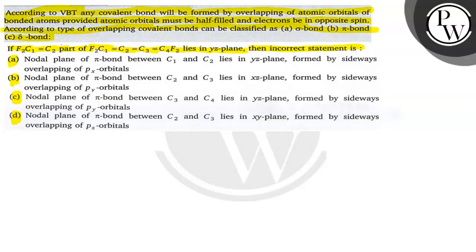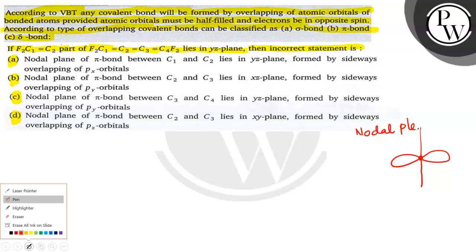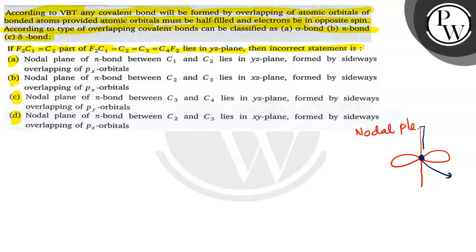So nodal plane क्या होता है? Nodal plane is the plane passing through the node. Node is the area where there is no probability of finding the electron. So this is the point where the probability of finding the electron is 0, and the plane passing through it is also 0. This is called nodal plane. So let us solve this question.